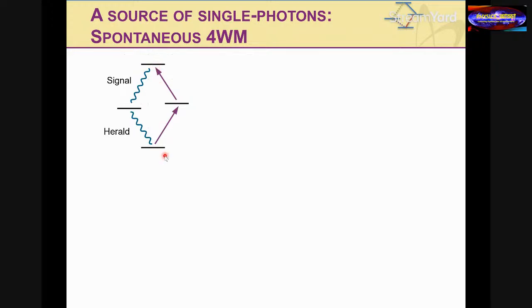The 4 waves are these. Wave 1 is one of my laser beams. Wave 2 is my second laser beam. And then the atom generates waves 3 and 4. So it falls back to this excited state, emitting what we call the signal.